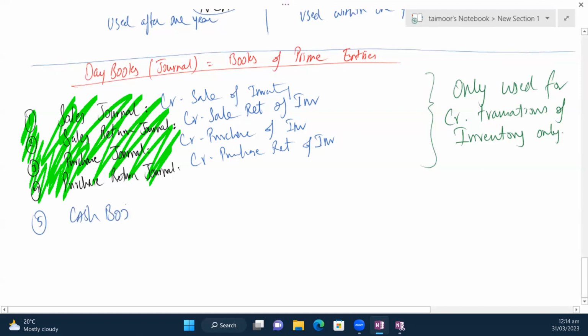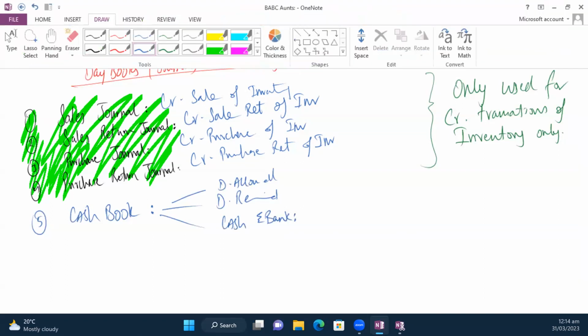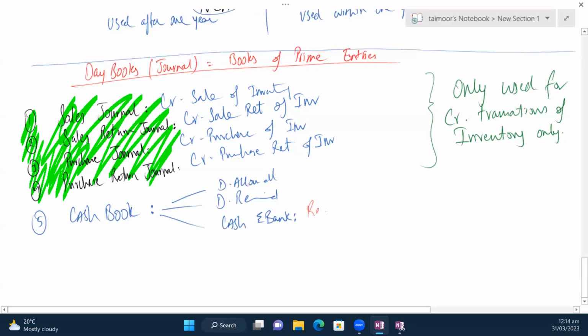cash book. In the cash book you record discount allowed, you record discount received, and all the receipts and payments by cash or through bank, that gets recorded in the cash book.